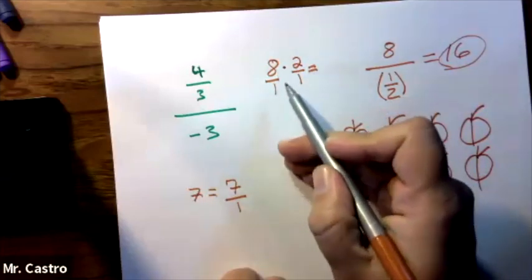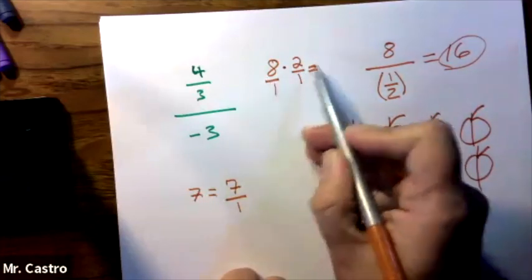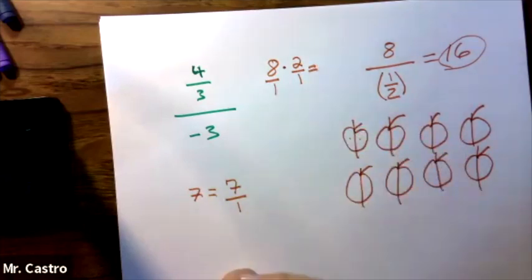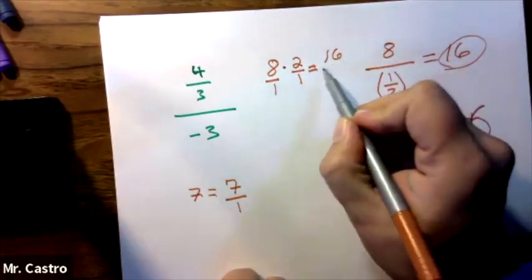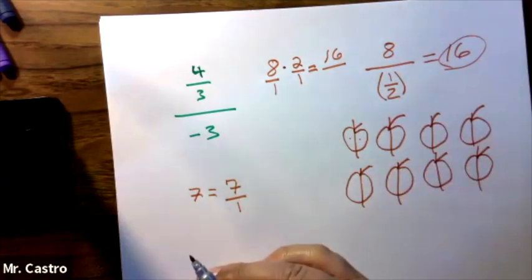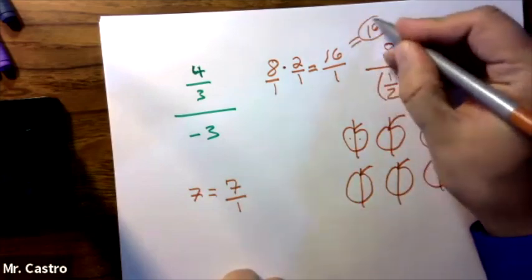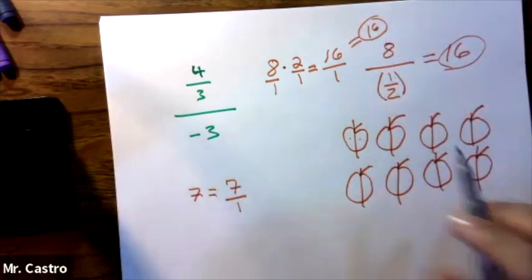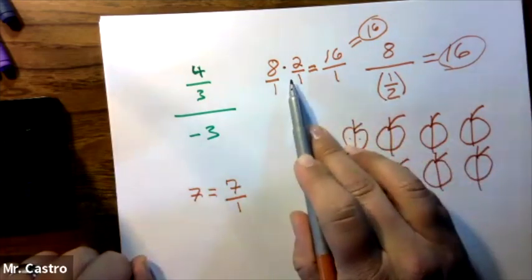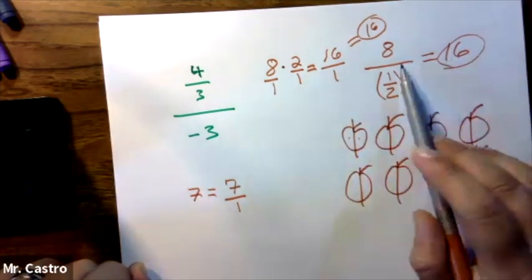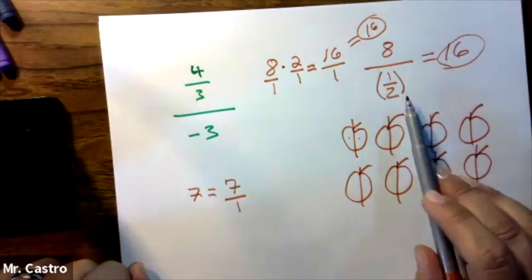If I have 8 over 1 times 2 over 1, I can multiply across the top. That gives me 16. And then I can multiply across the bottom. 1 times 1, that gives me 1. 16 divided by 1, obviously, is just 16. So that's kind of the nature. Multiplying by the reciprocal is the same thing as dividing by the number.